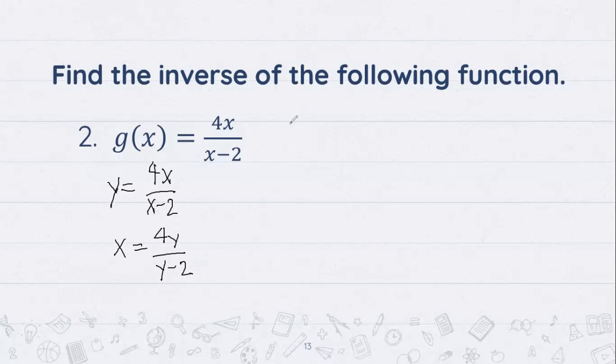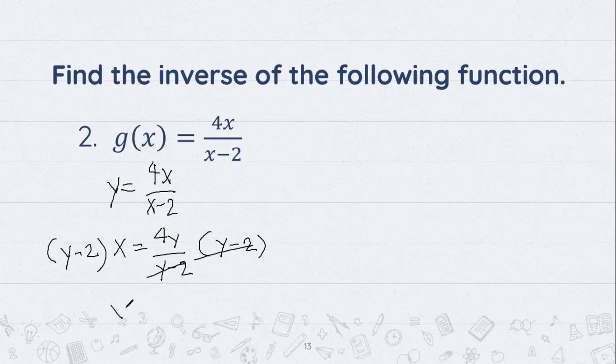Pinagpalit na nga si y, sir, hanapin pa si y. It's confusing, right? Because what we're looking for is the opposite, the inverse. So, let's remove the denominator first. We need to multiply by y minus 2. And then, cancel. So, we have xy minus 2x equals 4y.